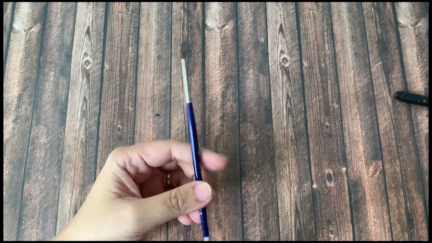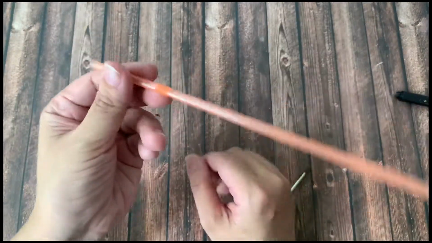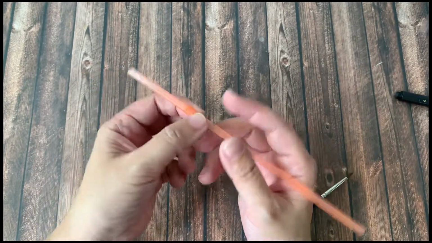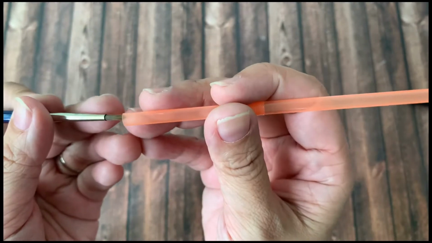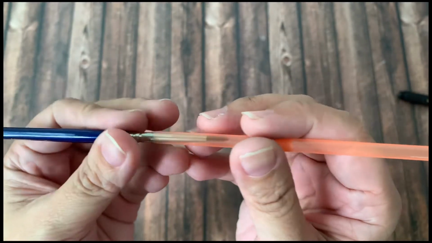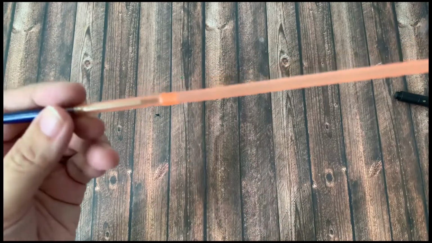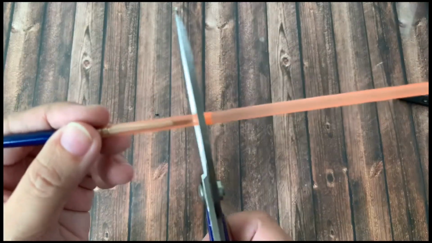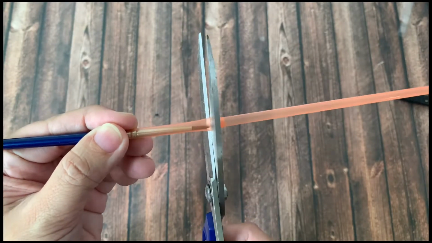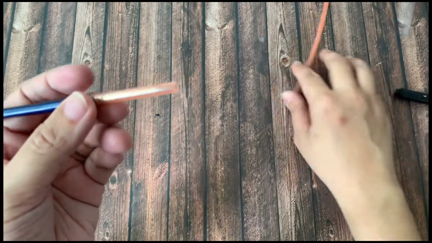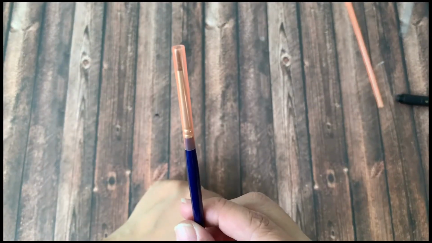For this type of small brush, I'll use a small plastic straw like this. Then I will insert the bristle into the straw hole, just like this. I'll use a pair of scissors to cut it off at the end of the straw. And this is how it looks, and I hope this is a helpful tip for you.